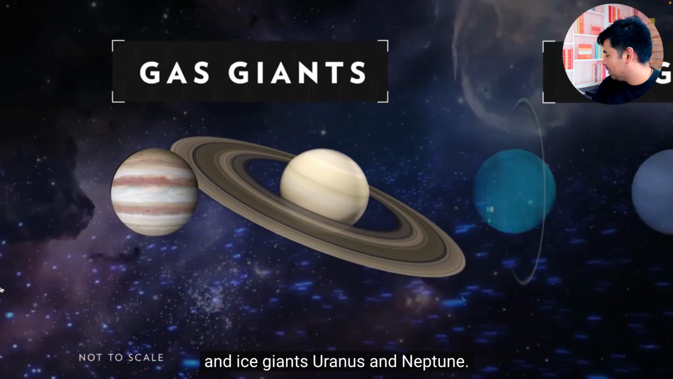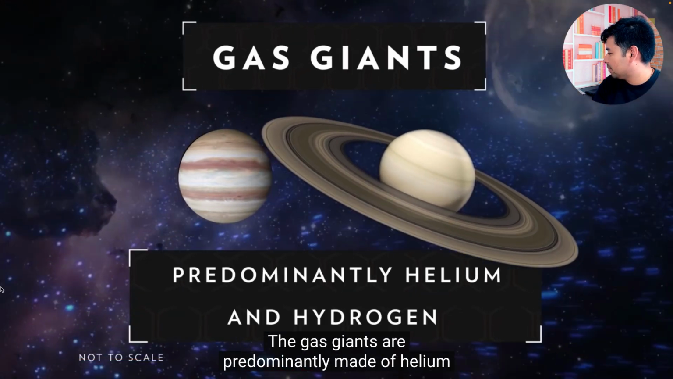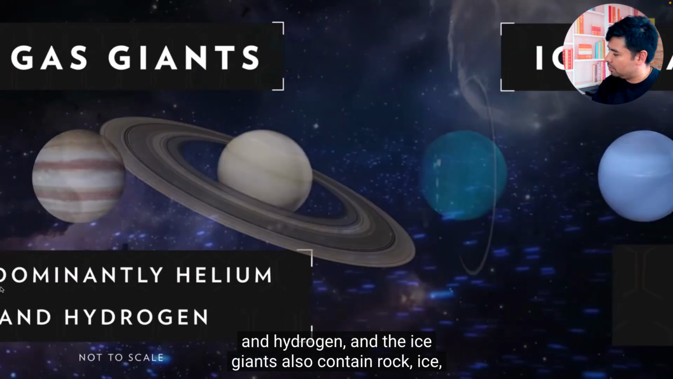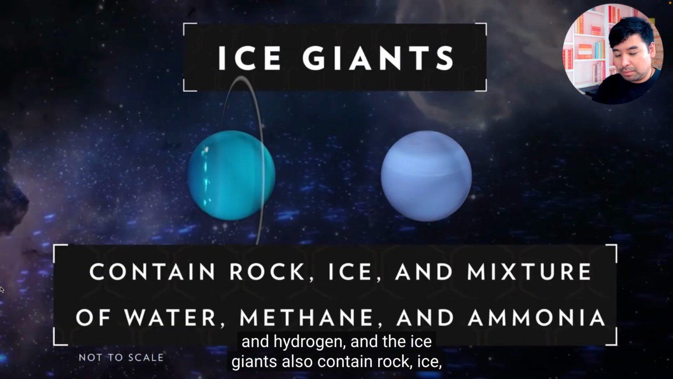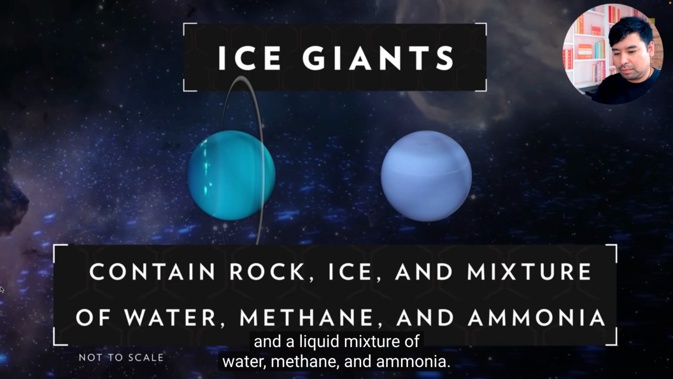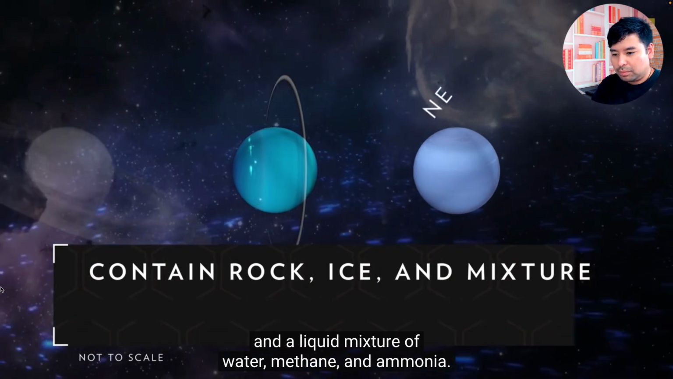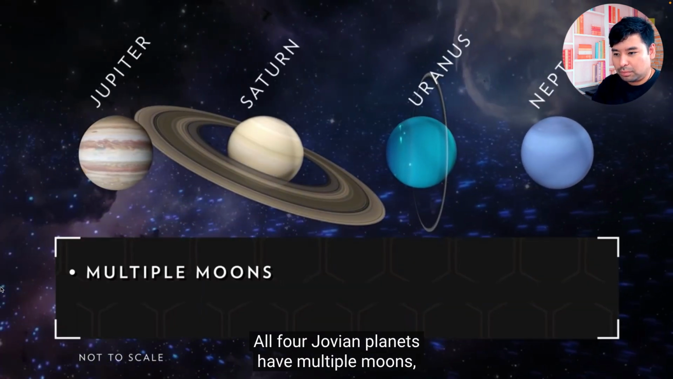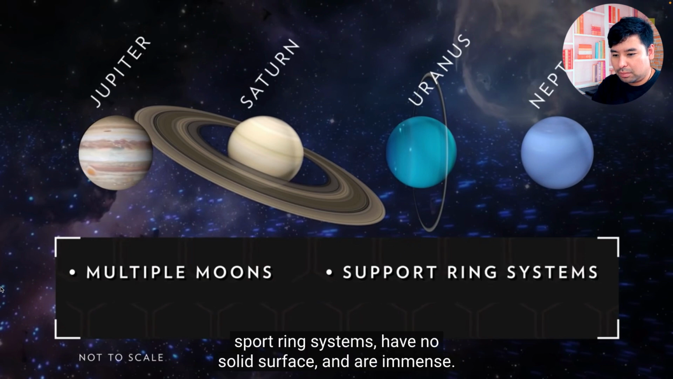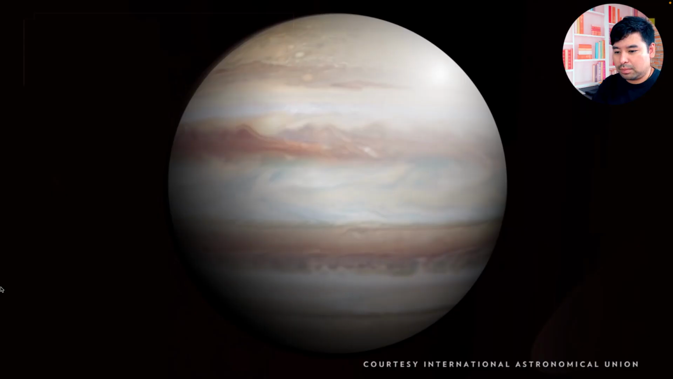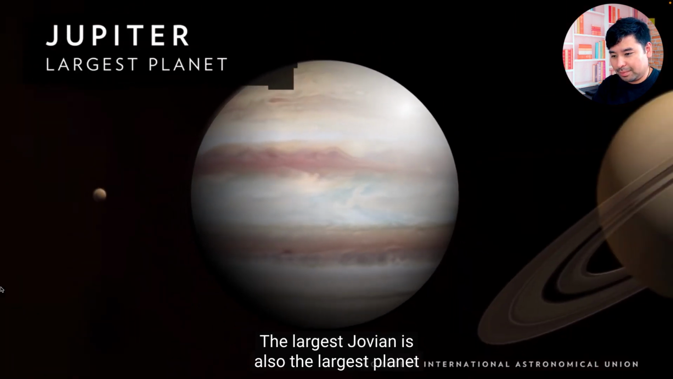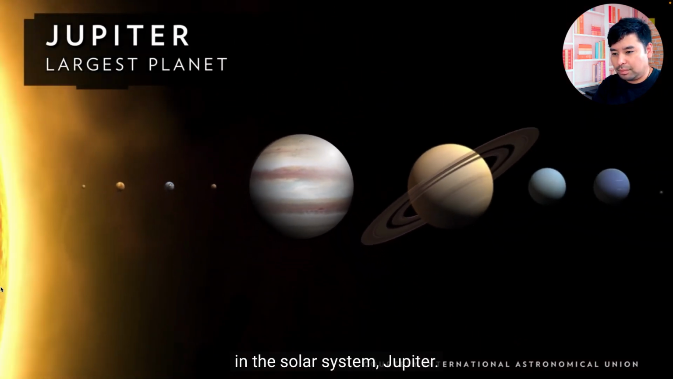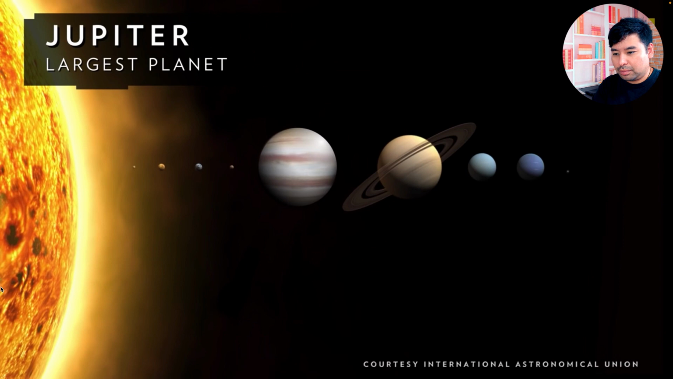The gas giants are predominantly made of helium and hydrogen, and the ice giants also contain rock, ice, and a liquid mixture of water, methane, and ammonia. All 4 Jovian planets have multiple moons, sport ring systems, have no solid surface, and are immense in size. The largest Jovian is also the largest planet in the solar system, Jupiter.